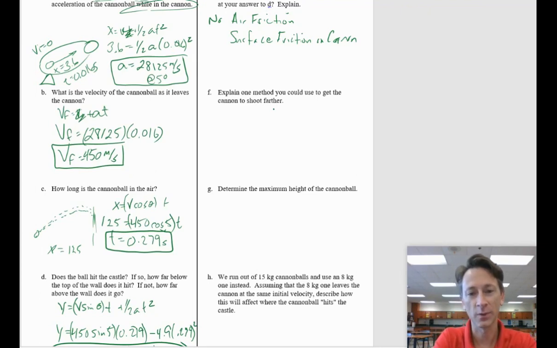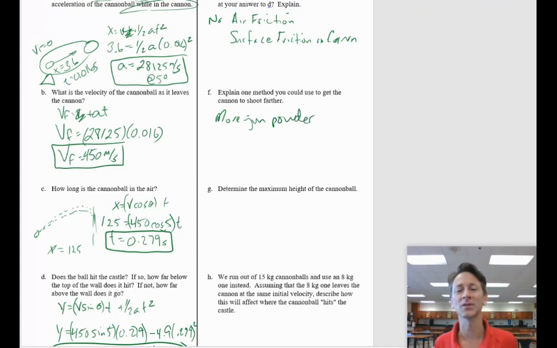The most obvious method would be to use more gunpowder, right? More gunpowder. But that's not really what they're looking for here. They would be looking for something that is physics related, although yes, that does add more force to it. What we're going to do though is say something like maybe we would shoot this at a 45-degree angle. Because if we shoot at a 45, then it has the maximum distance. It balances that height and the X position.